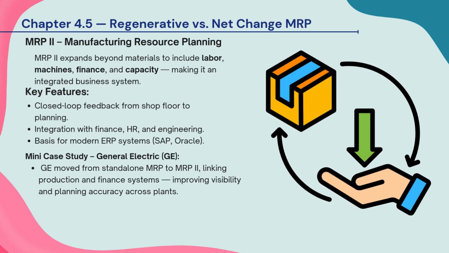MRP II expands traditional MRP by including labor, machines, finance, and capacity, making it a full integrated planning system. Key features include closed-loop feedback and integration with finance, HR, and engineering. It forms the foundation of modern ERP systems like SAP and Oracle. Case example: GE upgraded to MRP II to connect production and finance, improving planning accuracy and visibility across plants.